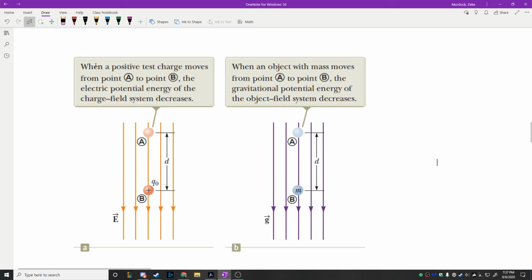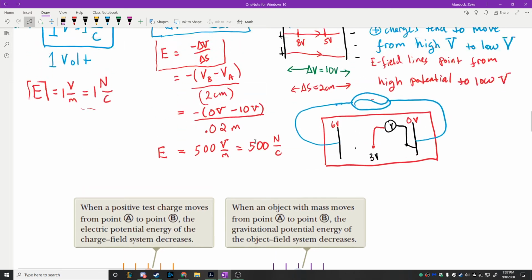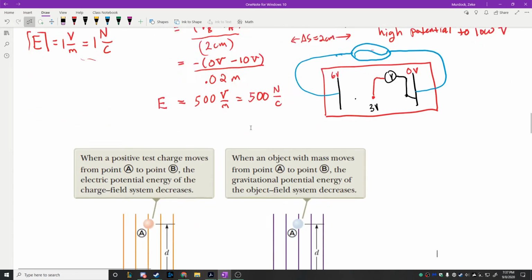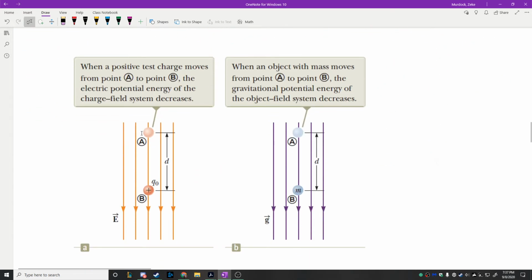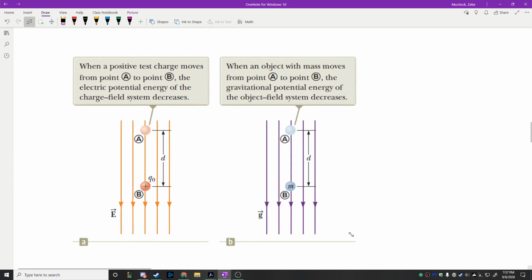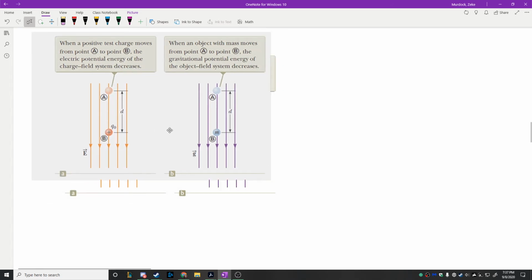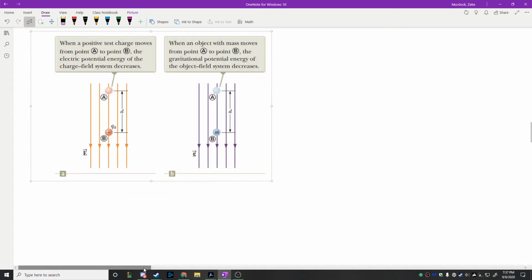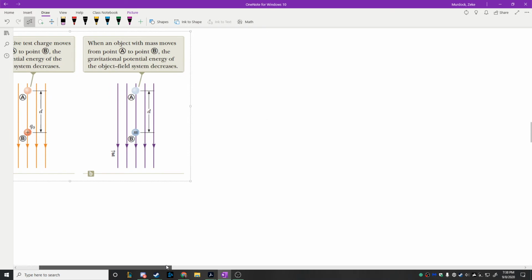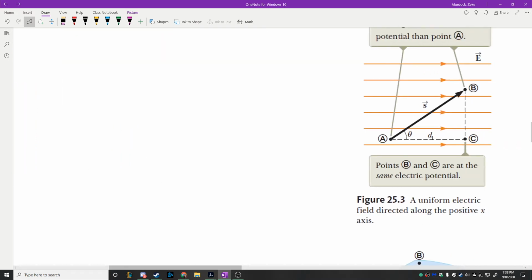But then if you read what it says right here, when a positive test charge moves from point A to point B, the electric potential energy of the charged field system decreases. That's what you're saying. As you move from high potential to low potential, the energy decreases. Same thing happens when an object moves from point A to point B in a gravitational field. So that's kind of just a nice image to describe the connection between those two things. So what about a system like this?